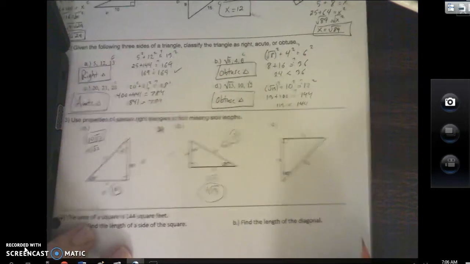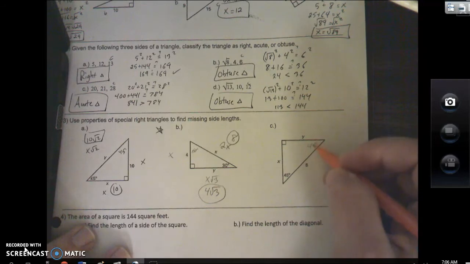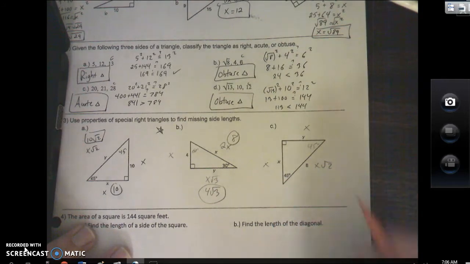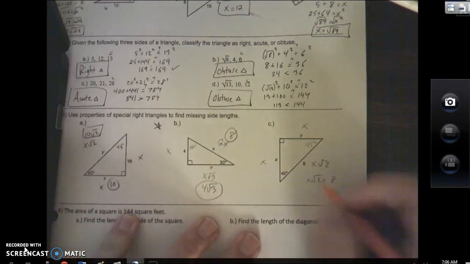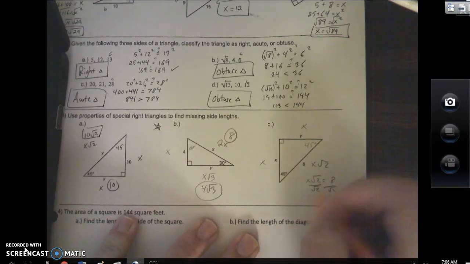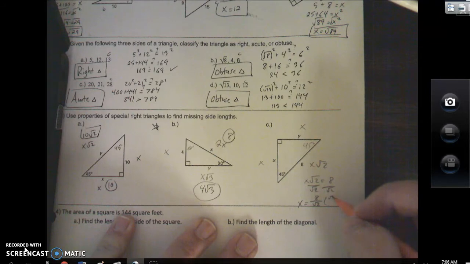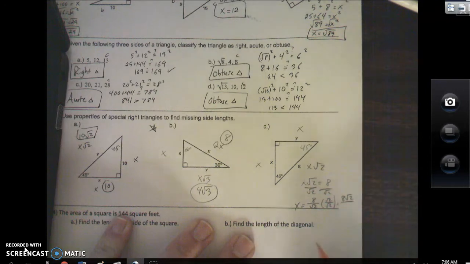Jackpot. All's well. Part C is probably one of the trickier ones. It's a 45, 45, 90. You're looking at x root 2. So here I get x root 2 equals 8, and I can divide both sides by root 2. I get x equals 8 divided by root 2. We talked about in class rationalizing the denominator, top and bottom by root 2. That gives me 8 root 2 over root 2 times root 2, which is square root of 4, which breaks down to 2. And then if I divide that, I get 4 root 2.